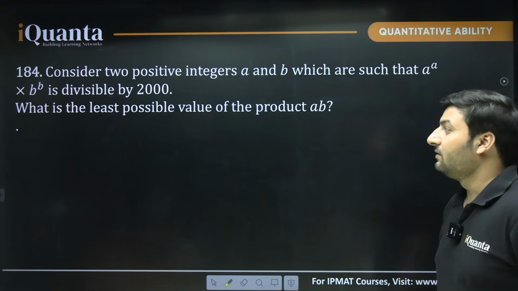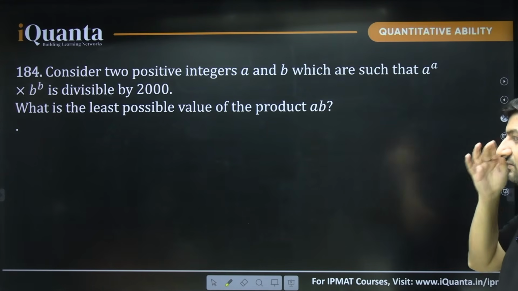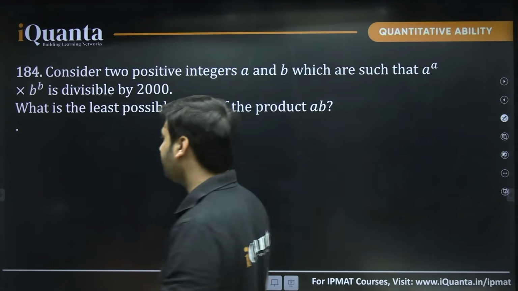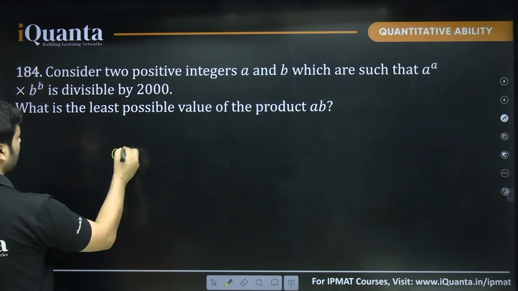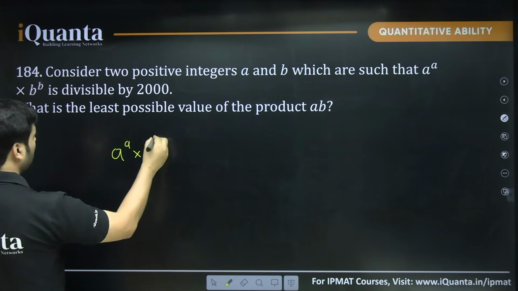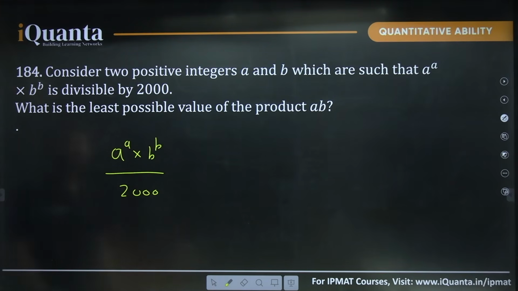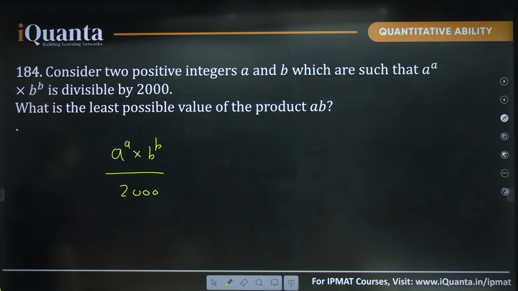Okay. Consider two positive integers a and b which are such that a^a into b^b is divisible by 2000. What is the least possible value of the product a into b? Okay, two positive integers a, b such that a^a into b^b is divisible by 2000. The least possible value of the product ab. We are just interested in the product ab, it has to be the least. And these are positive integers a and b.